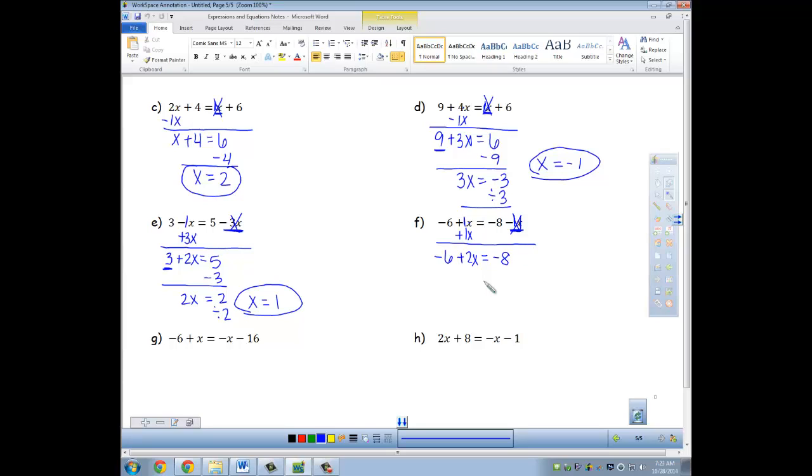Again, we have a two-step equation. My friend is right here, so instead of a negative 6, the opposite of that is a positive 6. So I'm going to write positive 6 on the opposite side. That goes away, so I'm left with 2x equals negative 8 plus 6 is a negative 2. And I'm going to divide by 2 to get x equals negative 2 divided by 2 is negative 1. So x equals negative 1.